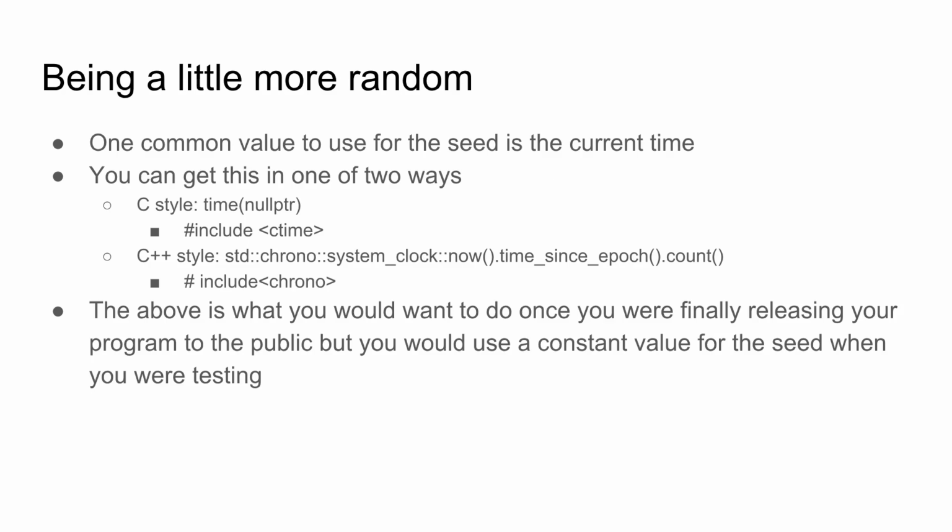If you want to be a little bit more random, you can seed the random number generator with the time, because it's very unlikely for people to play at the exact same time. If you wanted to seed it with the time in C style, it'd be time of null pointer, which is what you're doing for your homework assignment this time. If you wanted to do it the C++ style, you can see it's a big old mouthful of stuff, but that'll give you the current time as a number. This is what you would do when you're finally releasing your game or your program to the public, because then they'd get different behavior every single time they played your game or used your program.